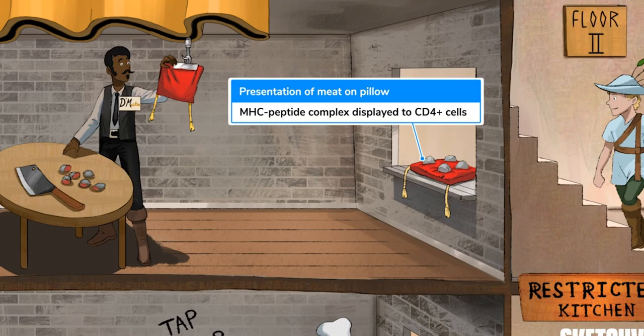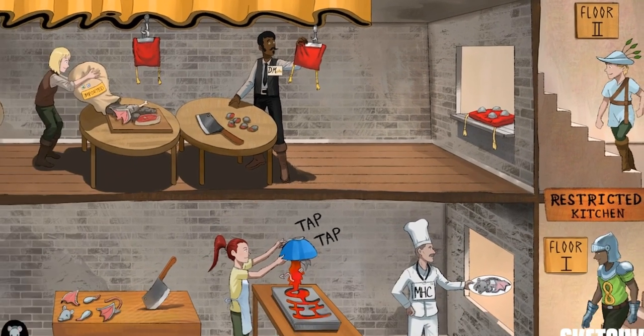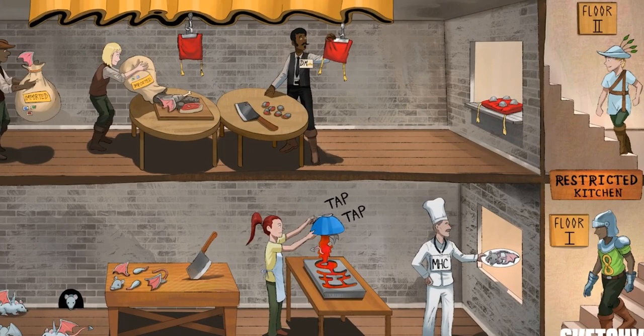Bravo, castle chefs. Bravo. It's truly a beautiful immunological and culinary process. But before we take a taste, let's do a quick review.